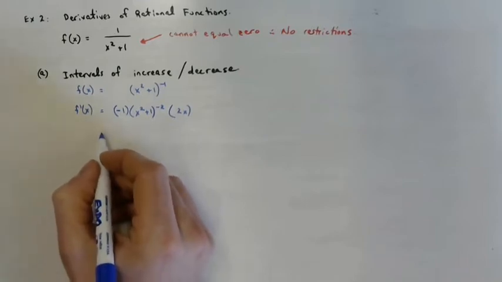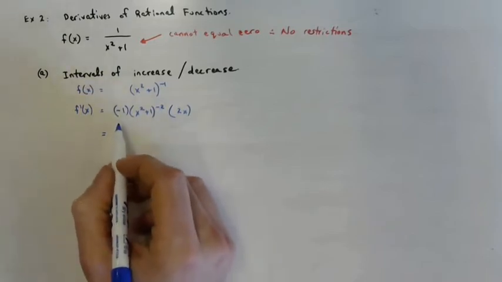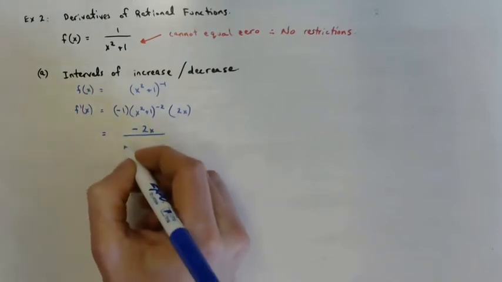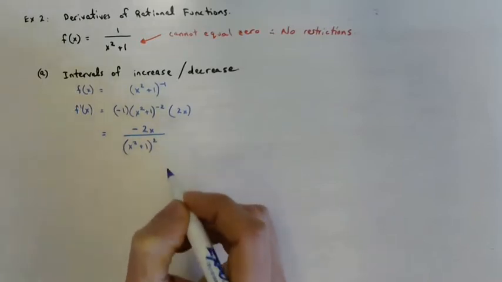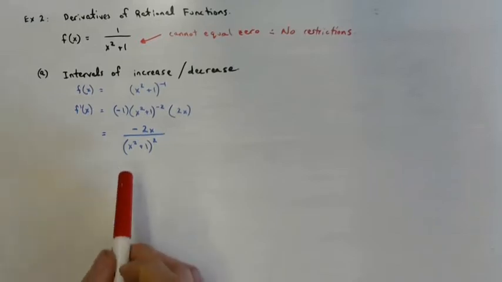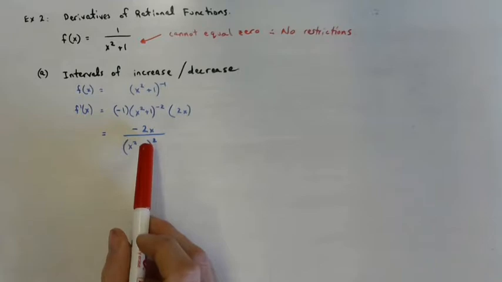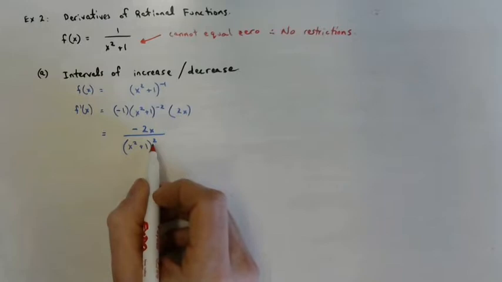And we could put that back into fraction form with positive exponents. So we've got negative 2x in the numerator, and our denominator is (x squared plus 1) to the power of 2. Now, in this case, again, the denominator cannot be 0, and it's always going to be positive. How do we know that? Because of this positive exponent out here, okay?